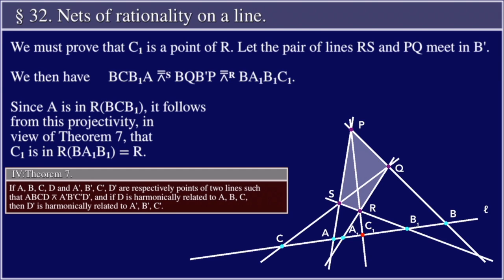Let the pair of lines RS and PQ meet in B'. We then have BC, B1A is perspective with center S to BQ, B'P is perspective with center R to BA1, B1, C1. Since A is in R of BC, B1, it follows from this projectivity, in view of Theorem 7, that C1 is in R of B A1 B1, which is equal to R.